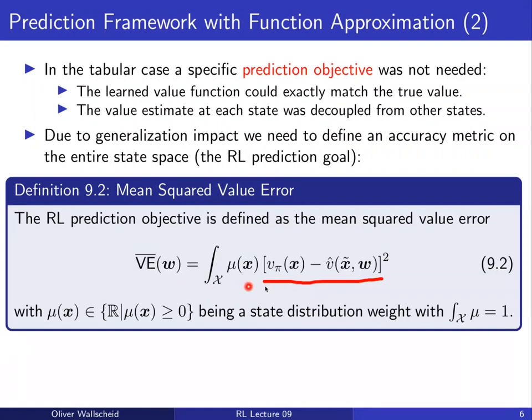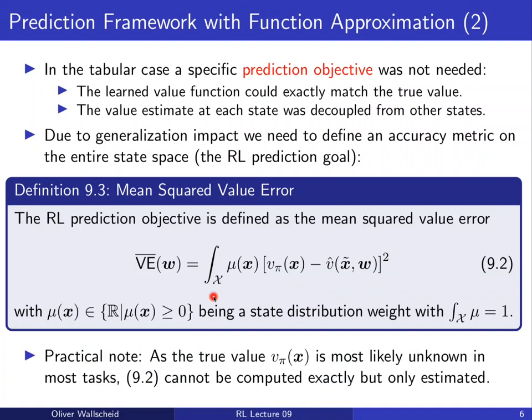However, basically what we have here is a weighted mean squared value error on a possible continuous state space, and therefore we take here the integral function and not the summation function, because if we have a continuous state as part of our state space denoted here in the bold x, then of course summation doesn't make any sense anymore, and we have to use the integral over the state space.